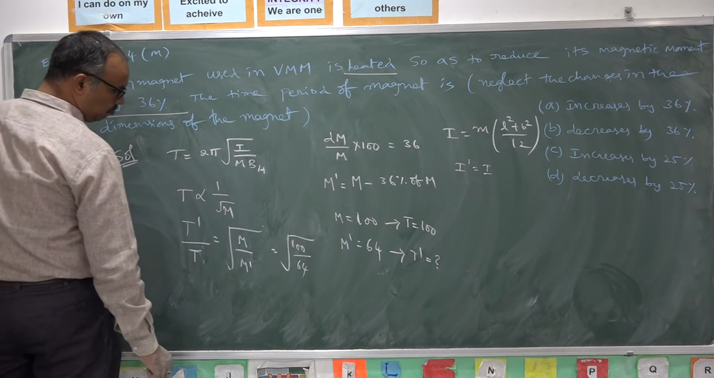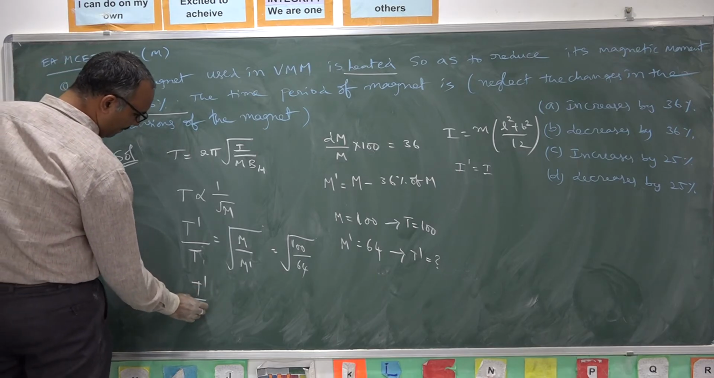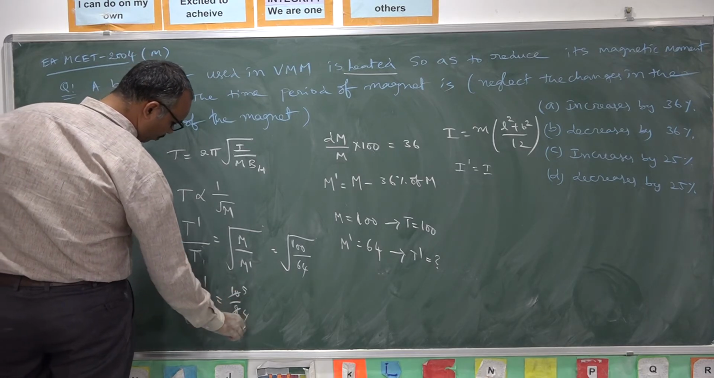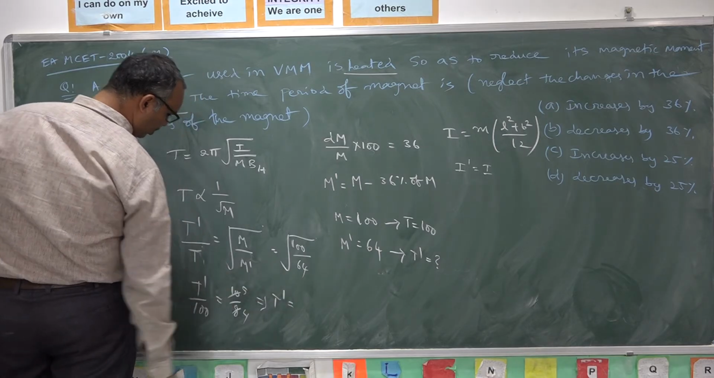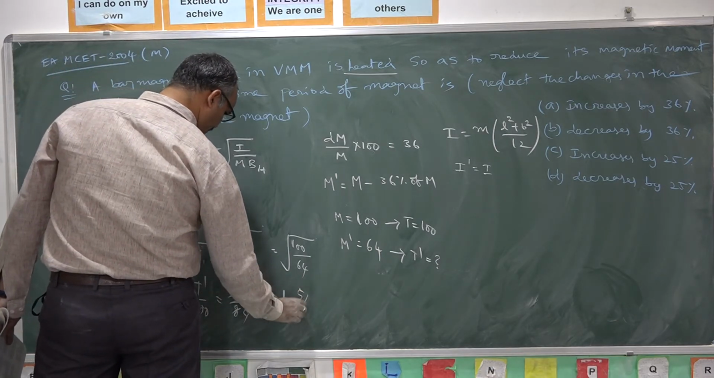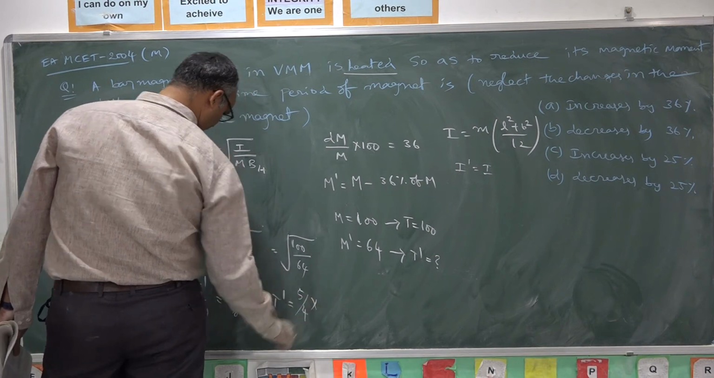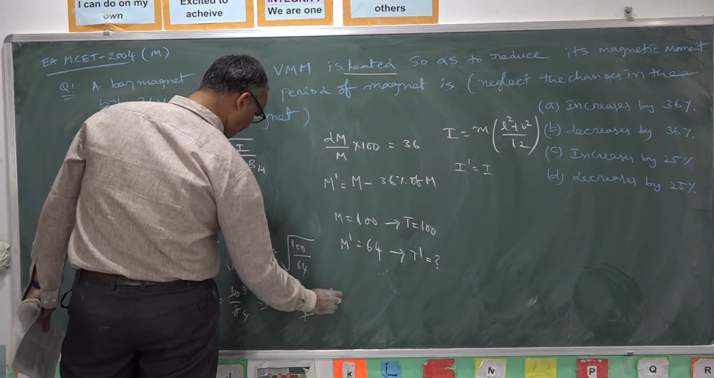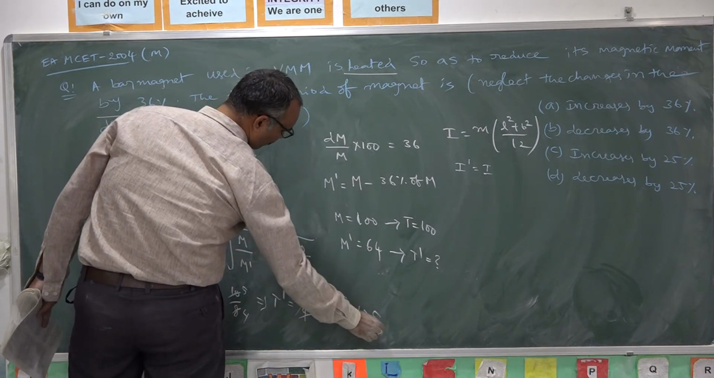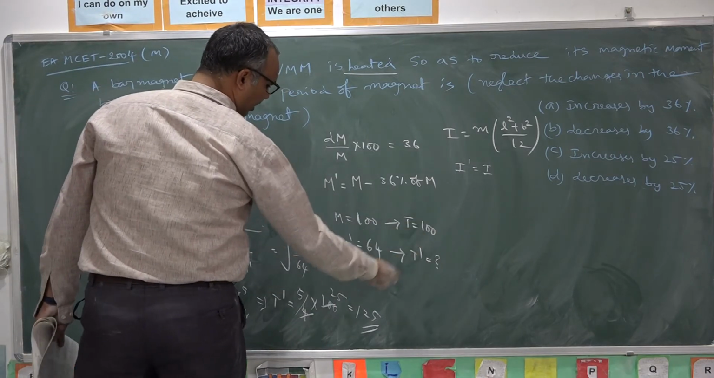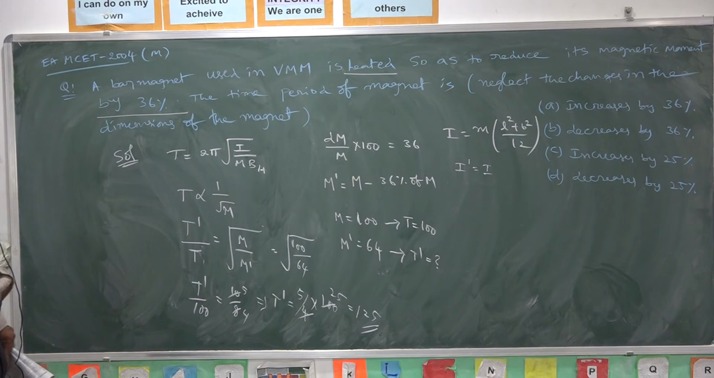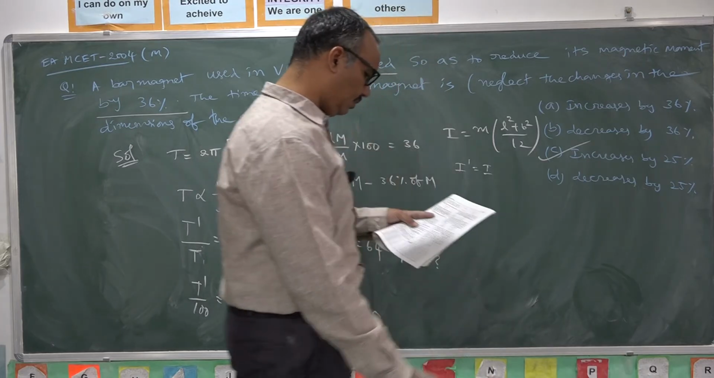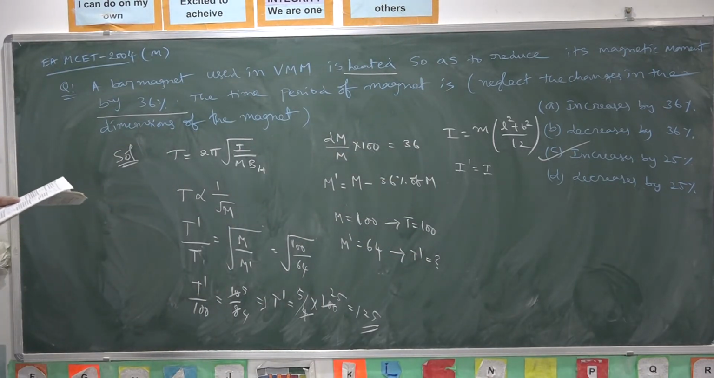Now, T dash by 100 is equal to 10 by 8, nothing but 5 by 4. T dash is equal to 5 by 4 into 100, which is 125. We took the value as 100, now it becomes 125. So it increased by 25%. That is the answer for this question.